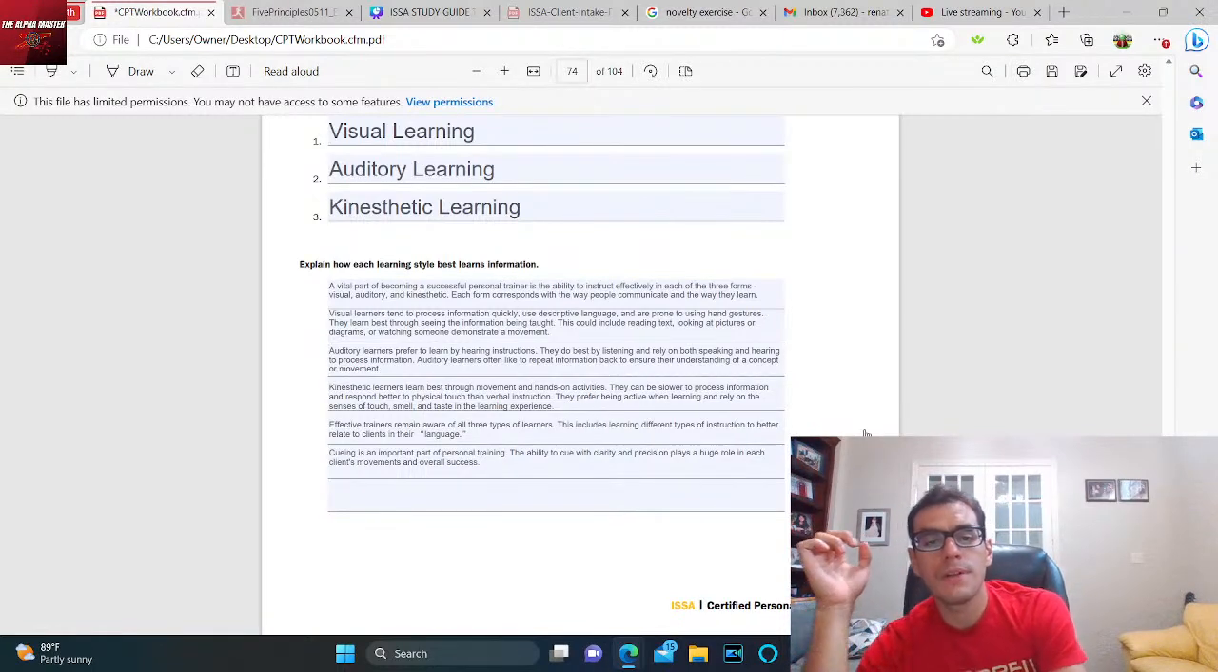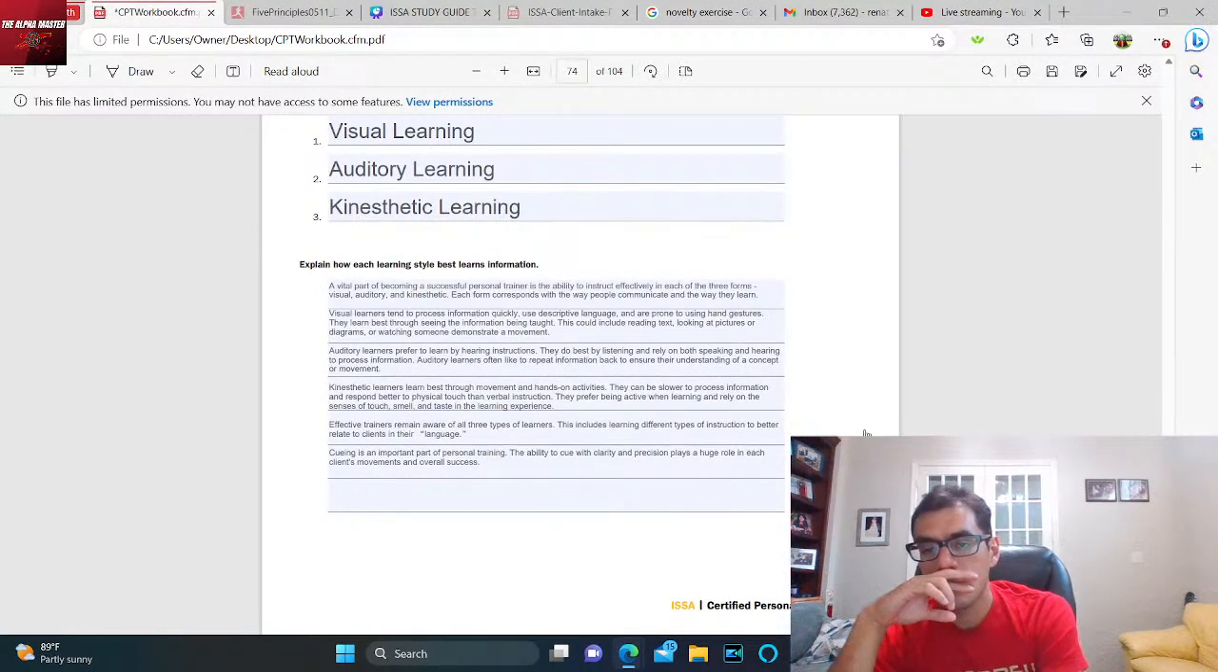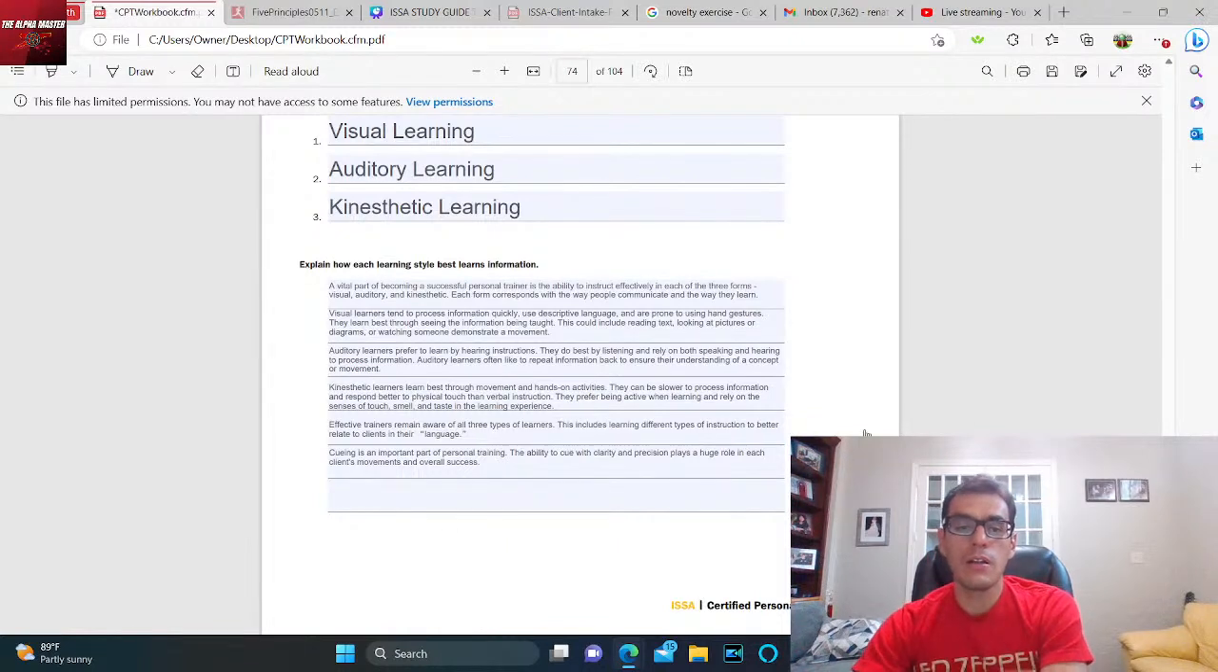Kinesthetic learners learn best through movements and hands-on activities. They can be slower to process information and respond better to physical touch and verbal instruction. They prefer being active when learning and rely on the senses of touch, smell, and taste in the learning experience.